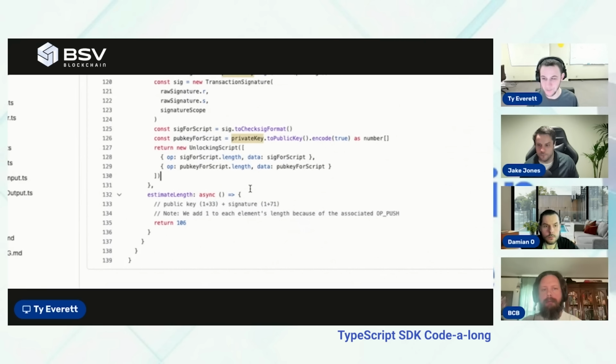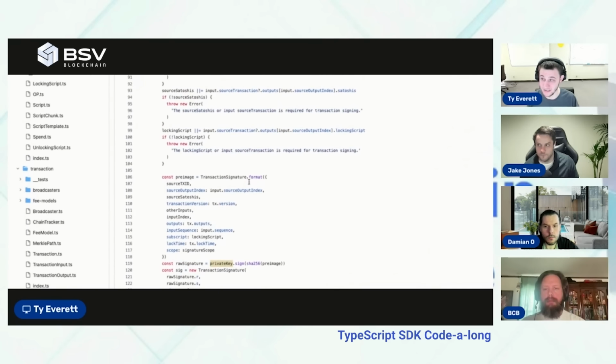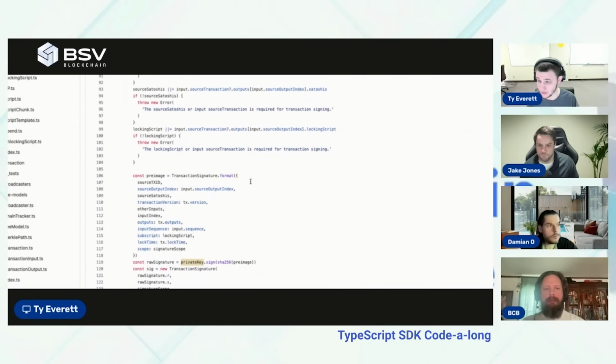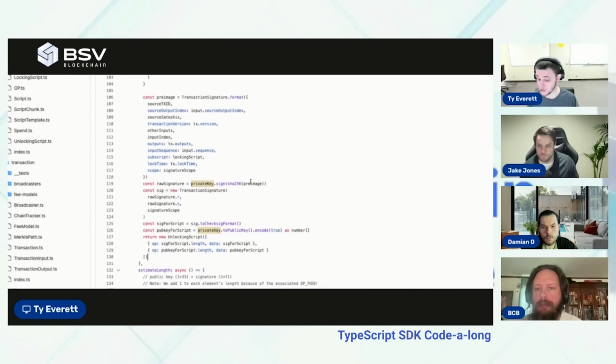Any questions about the unlocking process and kind of the steps involved here? As we compute the signature pre-image, of course, and we compute the signature over the double hash of the pre-image, and then set up our unlocking script. No questions for me. All right.